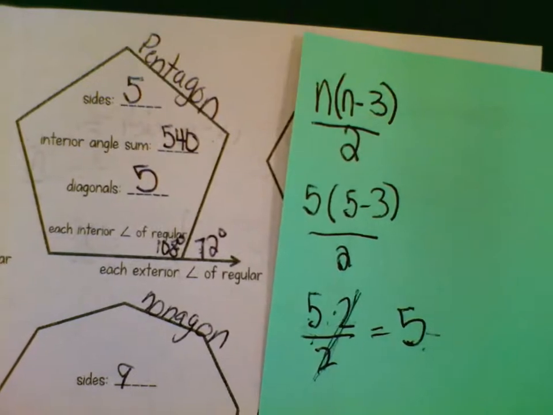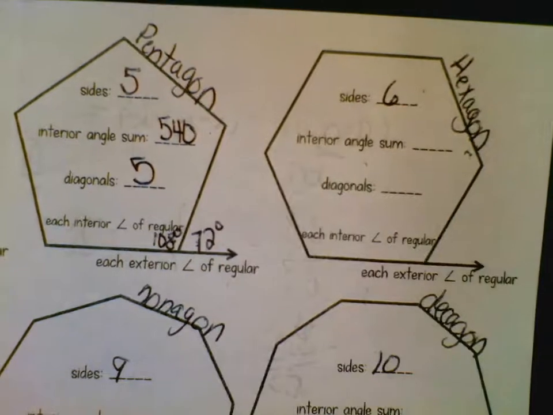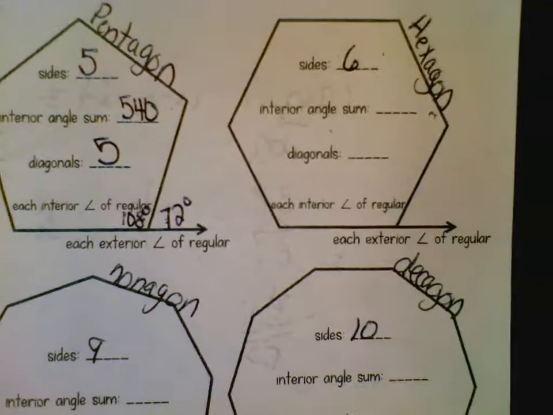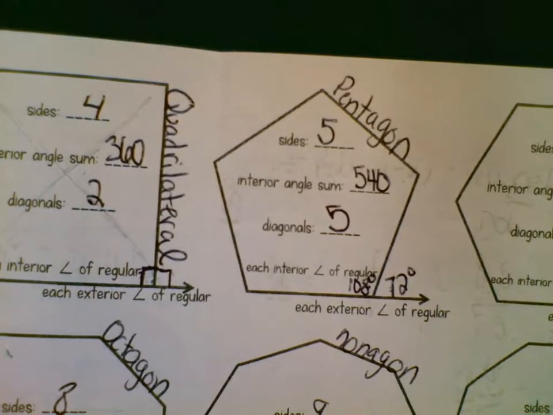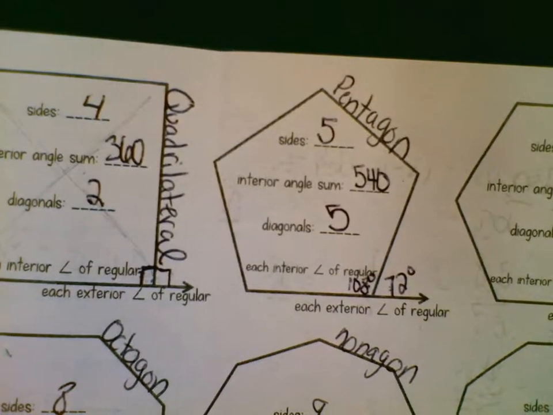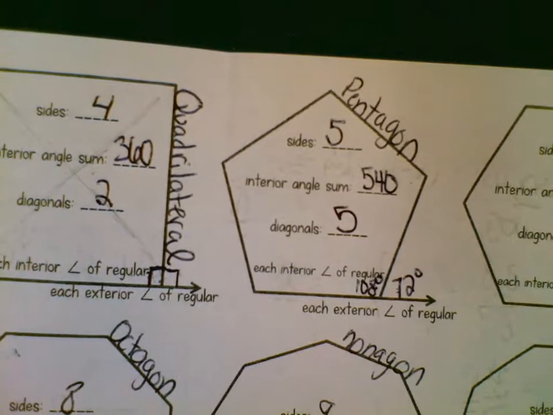Okay, so I would like you to pause, and when you come back, I will show you the answers. I want you to try to see if you can find the patterns. There's patterns for the diagonals, there's patterns for the interior and exterior angles. They all go up in a pattern. So pause and find them for hexagon, heptagon, octagon, nonagon, and decagon. And when you come back, I will show you what those values are.